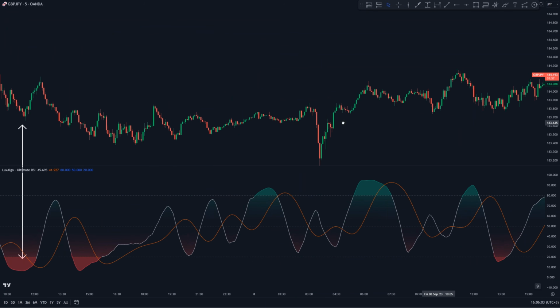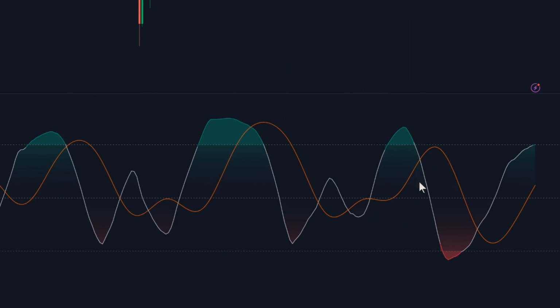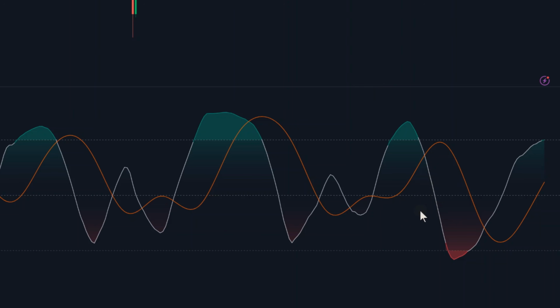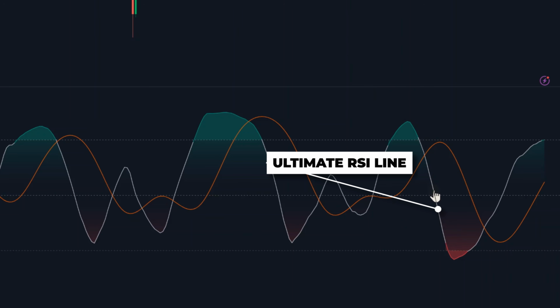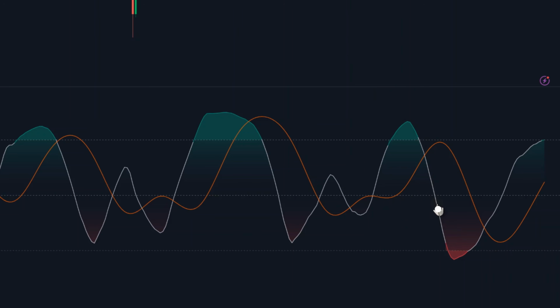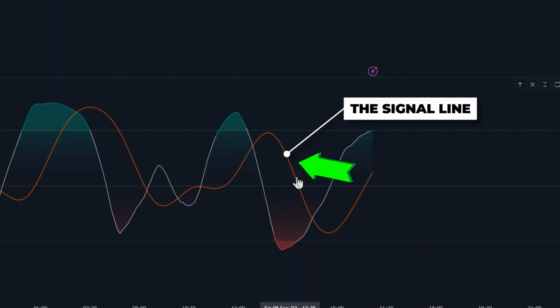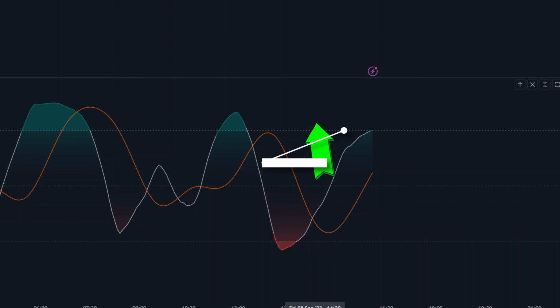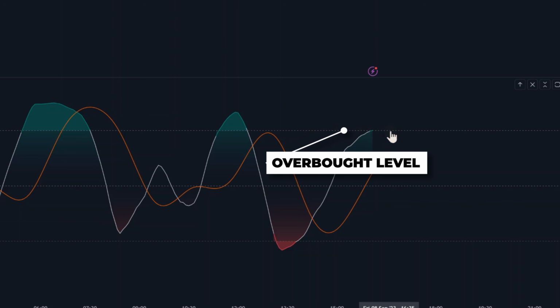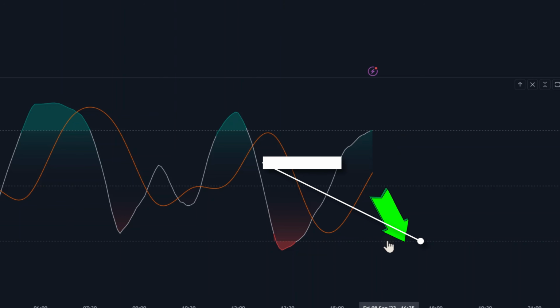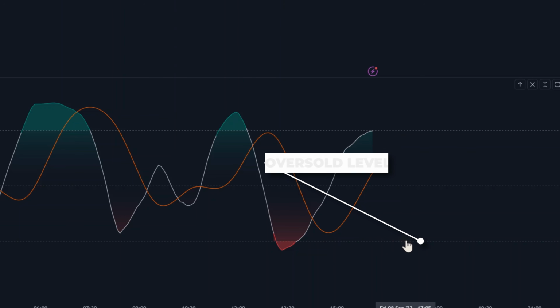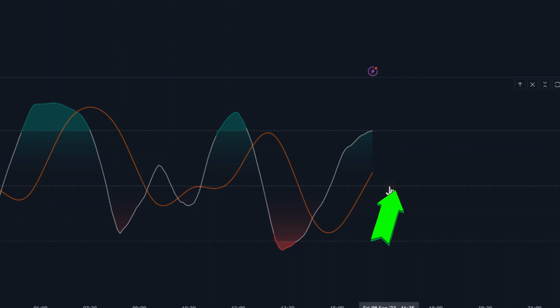Now let's go over this indicator's components. This white line that usually changes color to green and red is called the Ultimate RSI line. This orange line is called the signal line. This horizontal line at the top is called the overbought level, and this line at the bottom is the oversold level. And finally, this line in the center is called the midline.